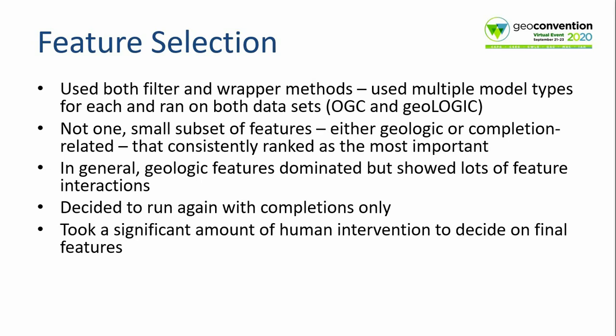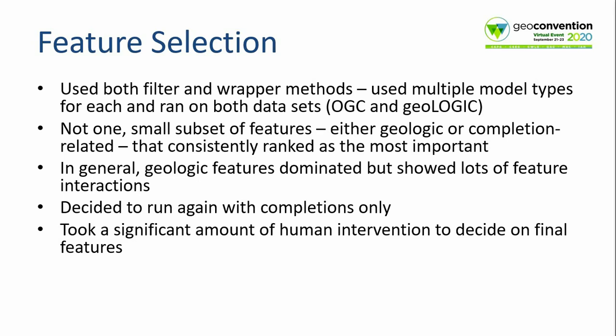We ran multiple model types for each approach, ranging from relatively simple to relatively complex, and analyzed each of the completion data sets separately. This resulted in tens of thousands of individual models run. Some of the things we had to look out for were feature interactions and confounding variables. For example, completed length, number of stages, and stage spacing interact because most wells are geometrically staged.